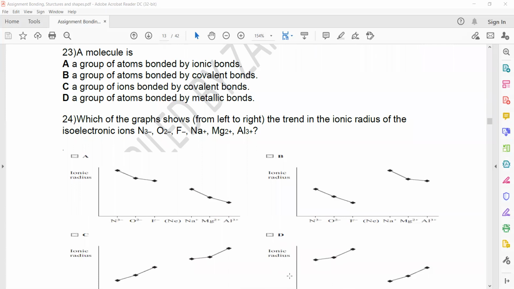In question 23, what is a molecule? A group of atoms bonded ionic? No. A group of atoms bonded covalent, because we have covalent molecules. For ionic, we say it's a lattice and the regular arrangement is there. A group of ions, there are no ions in covalent bonds. And a group of atoms bonded by metallic, that's also wrong. So basically, a molecule is a group of atoms bonded by covalent bonds.